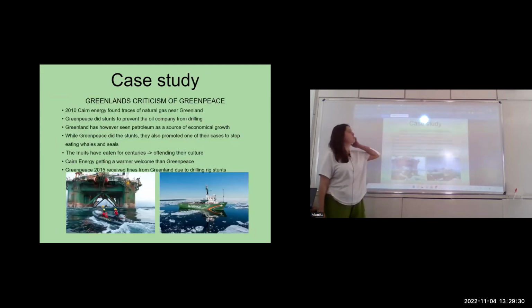Another case study, which is a negative case study, is Greenland's criticism of Greenpeace. In 2010, Cairn Energy found traces of natural gas near Greenland, which Greenland saw as an opportunity to increase their economic development. Greenpeace did stunts to prevent the oil company from drilling, and therefore also prevented economic development in Greenland. While Greenpeace did the stunts, they also promoted one of their campaigns to stop eating whales and seals, which the Inuit have eaten for centuries, offending their culture. This led to Cairn Energy getting a warmer welcome than Greenpeace in Greenland.